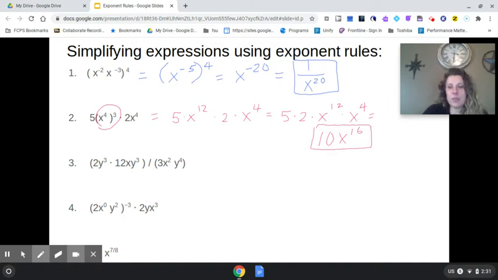Okay, the next one, similar process to what we just did. It's just a little bit more involved. So in the numerator, we have 2 times 12. That's going to give me 24. This x in the numerator, there's no other x's, so I'm just going to pull it to the side. And we have y to the third times y to the third. I would add those exponents together and get y to the sixth. Let's simplify that denominator if we can. Oh, and we have 3x to the second, y to the fourth.